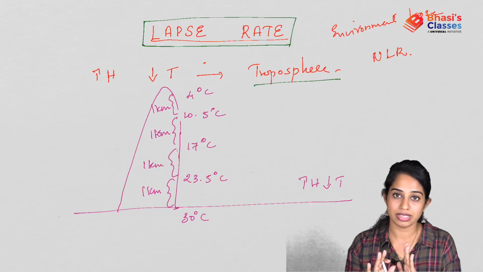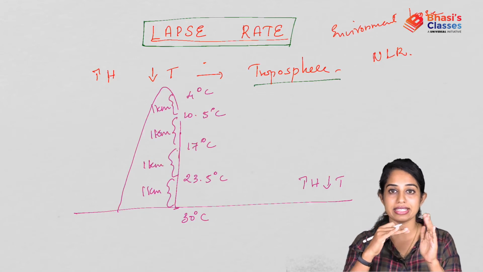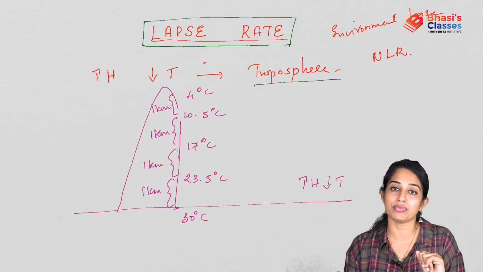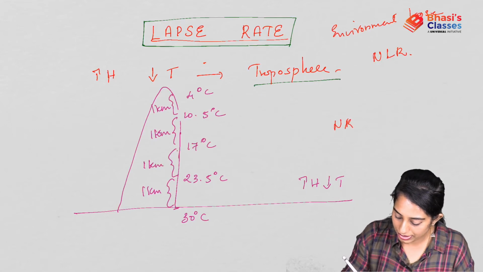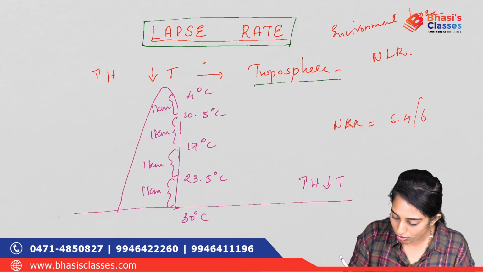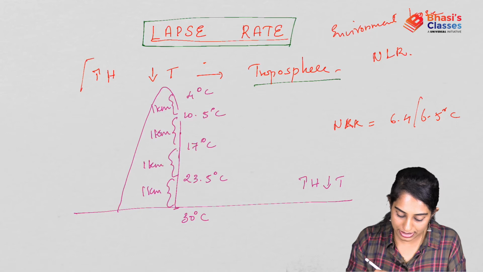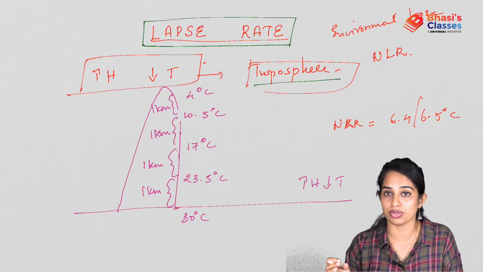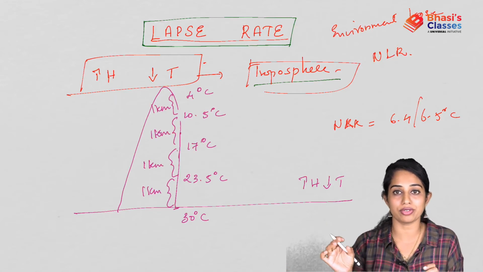So what is NLR or environment lapse rate? In the troposphere, with increase in height, there is decrease in temperature. And it is said that with every 1 kilometer you move, there is a decrease of 6.4 to 6.5 degrees Celsius in temperature. That is, NLR can be written as 6.4 or 6.5 degrees Celsius decrease. This happens only in the troposphere, not in any other 3 layers. Please understand, NLR is applicable only in the troposphere.